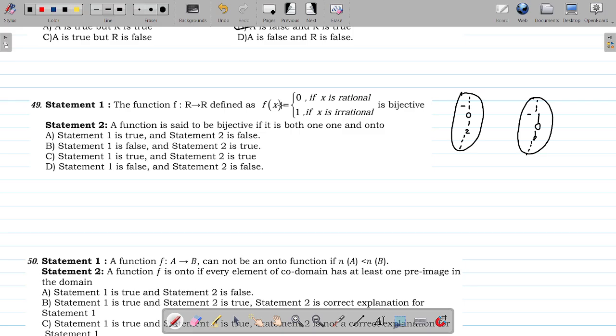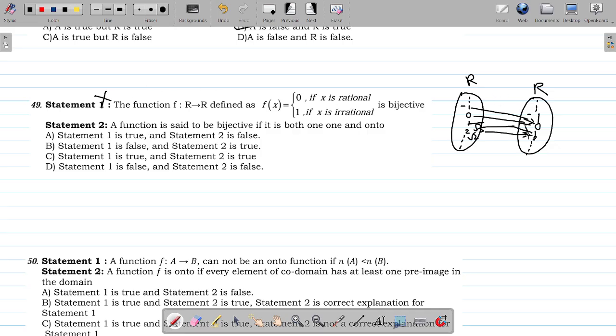Okay, if x is rational, f of x is 0. If x is irrational, then it is 1. Means if we have any irrational numbers, like root 2, root 3, they are all related to 1. And all the remaining rational numbers are related to 0. Right? So only 0 and 1 have pre-images, whereas the remaining elements in the codomain do not have a pre-image. So statement 1 is wrong.